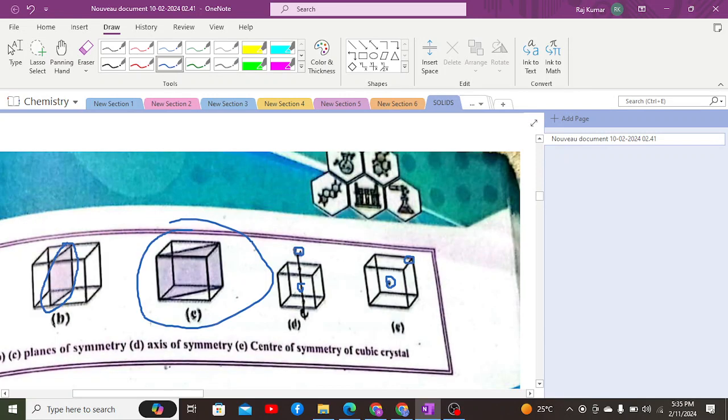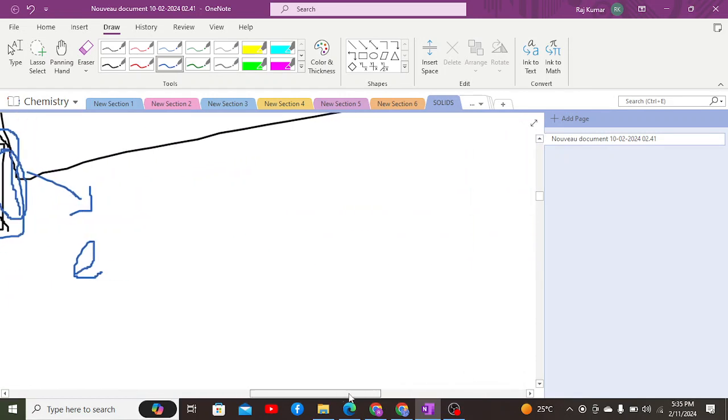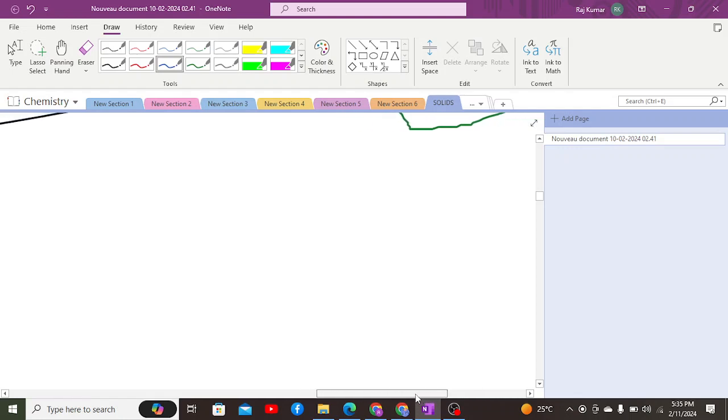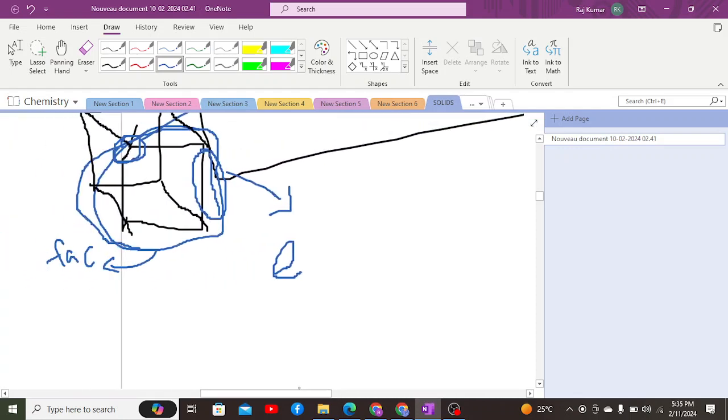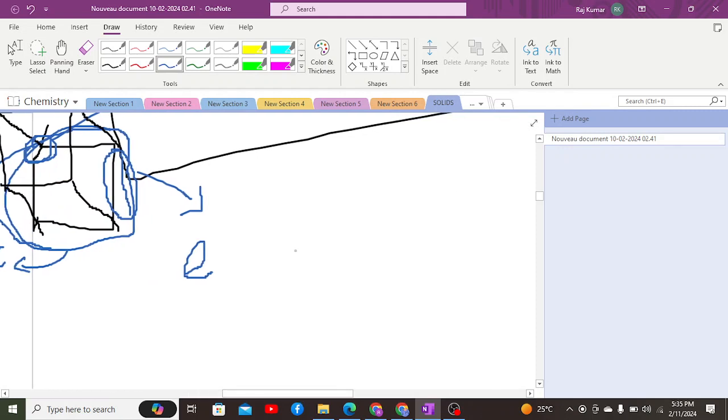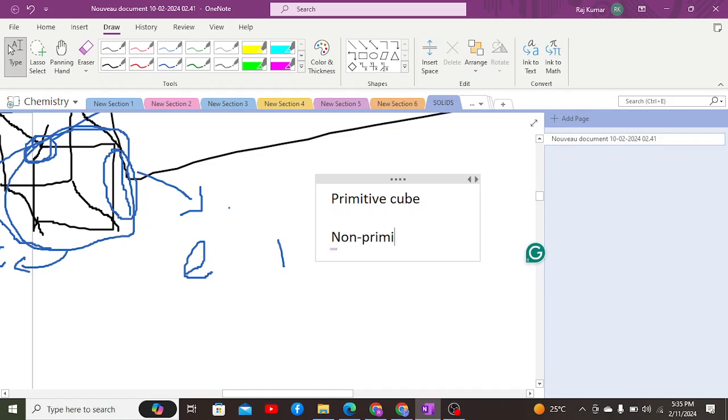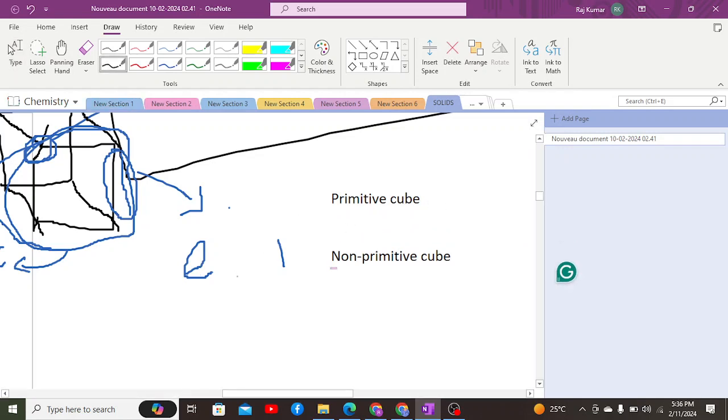Now there comes a term about two different types of cubes, such as the face centered cube. There are two major types of cubes, which include the primitive cube, and second, the non-primitive cube. A primitive cube is the one in which, let's suppose, we have a crystalline shape.